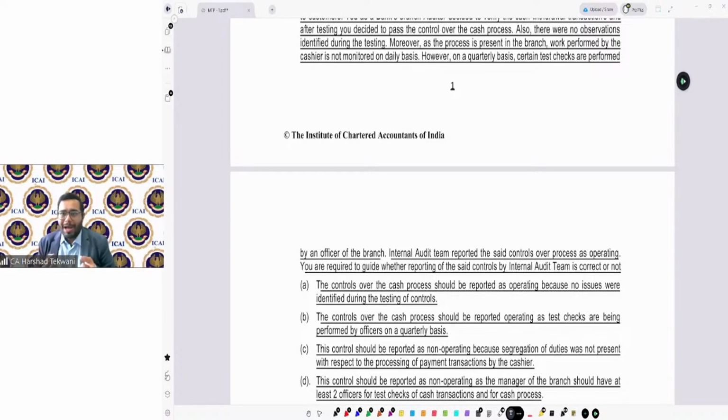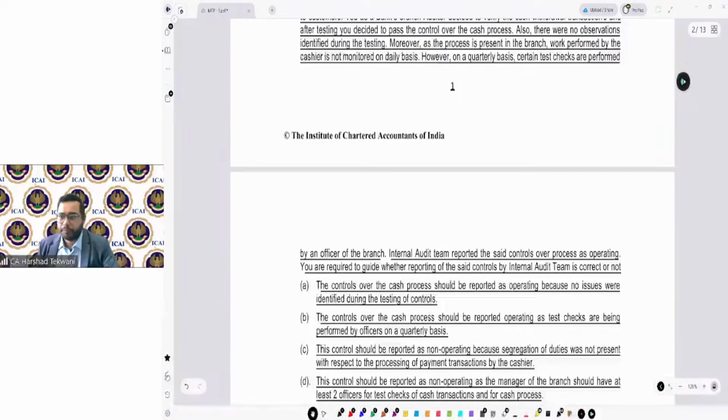If you want to answer this type of question, and you are not sure of the correct answer, try to identify the wrong answers, eliminate them, and then the leftover option will be your correct answer. So try to identify the wrong answers, eliminate them, and then select the correct answer.